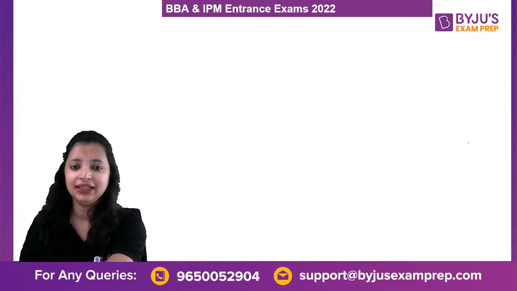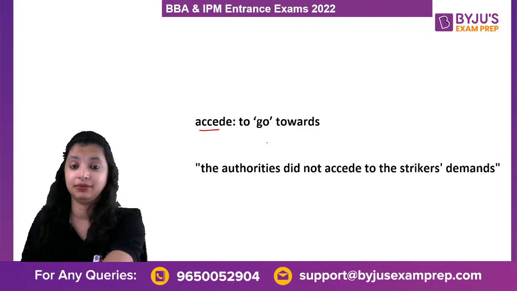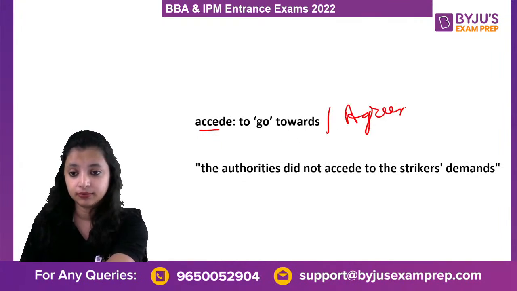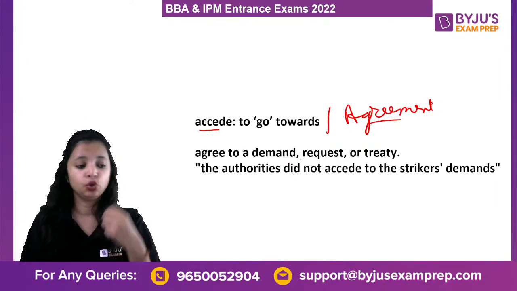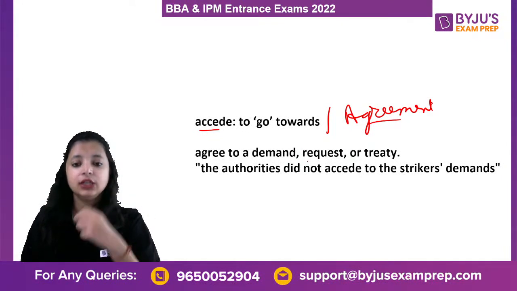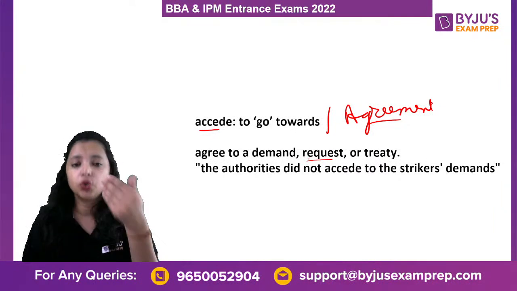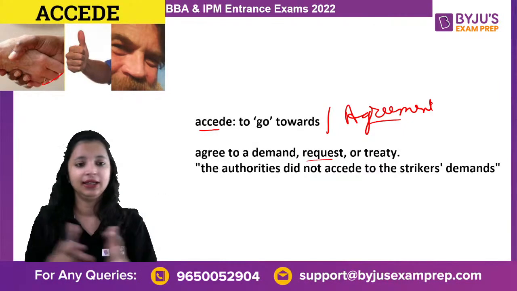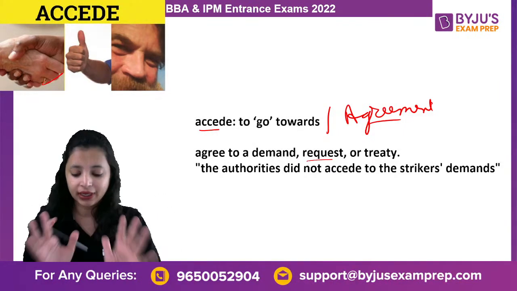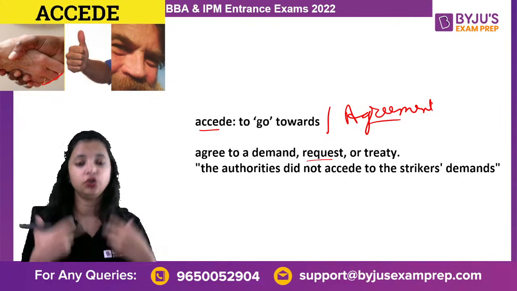Let's move to the next word from the list of words from the root word CEDE or CEED. Accede is to go towards something. So basically, accede could also be your agreement. When you agree to some demands, some contract, some request, you go towards it, you have your agreement to it, moving towards it is accede. Good example. So people shaking hands, they say, okay, we accede to it. We agree to your terms and conditions. We are ready to sign this contract with you. That is to accede. So you're moving towards it.